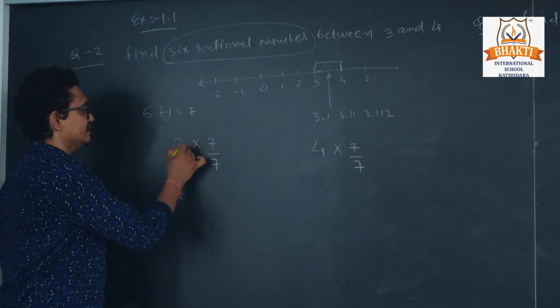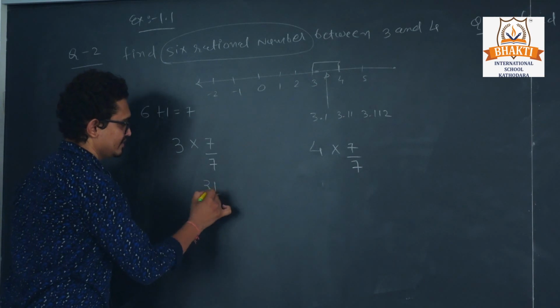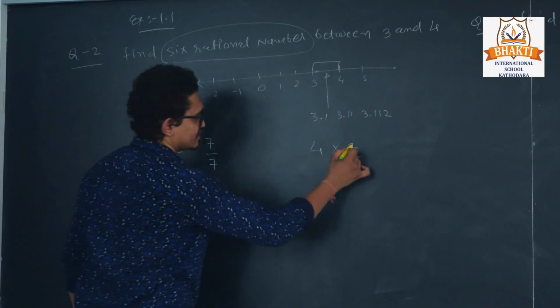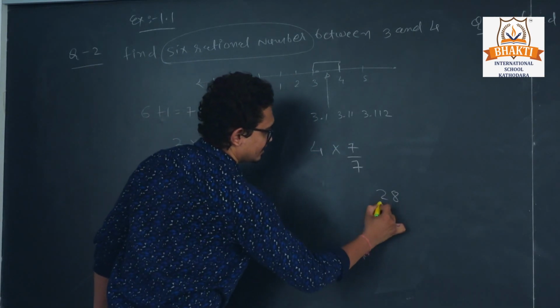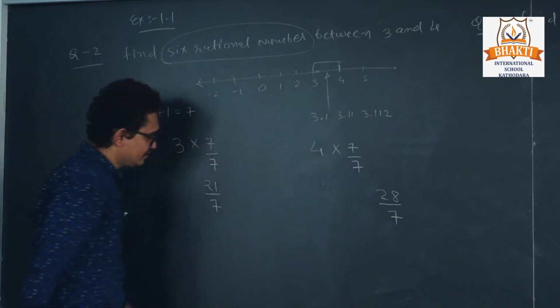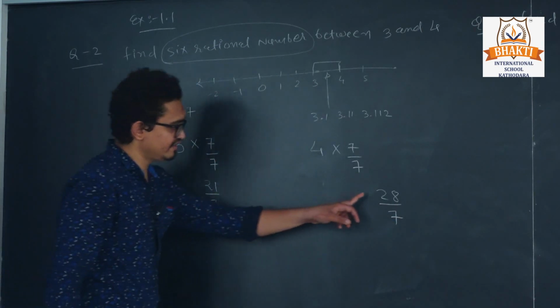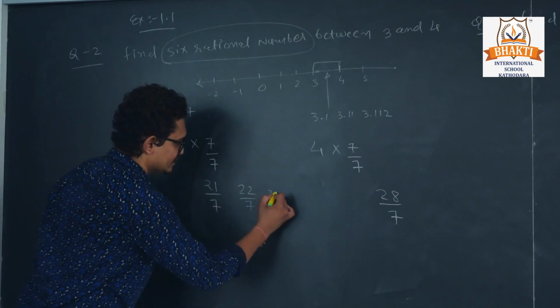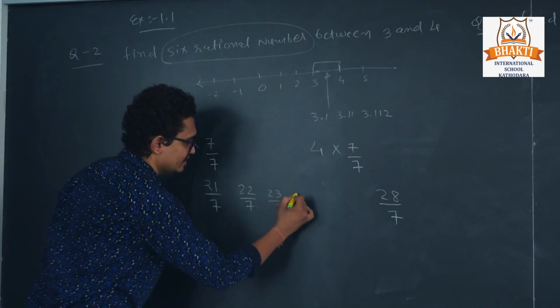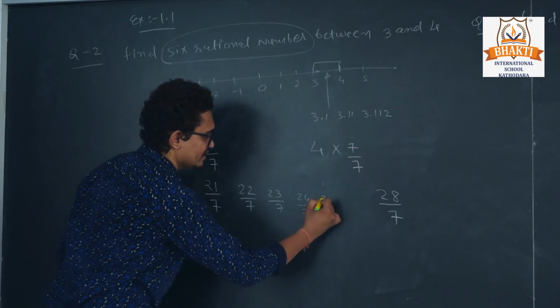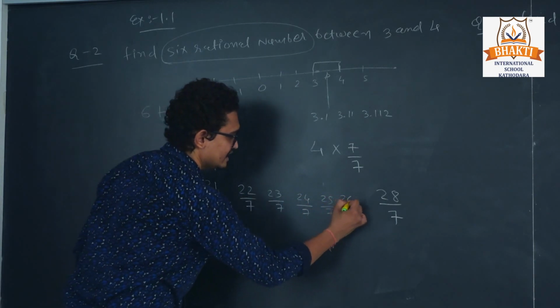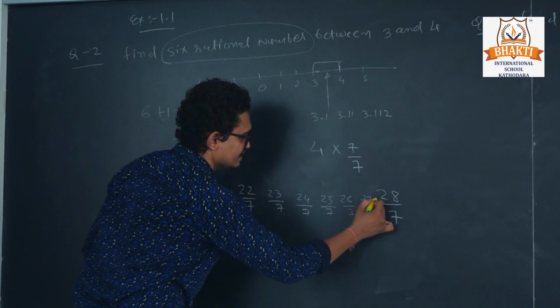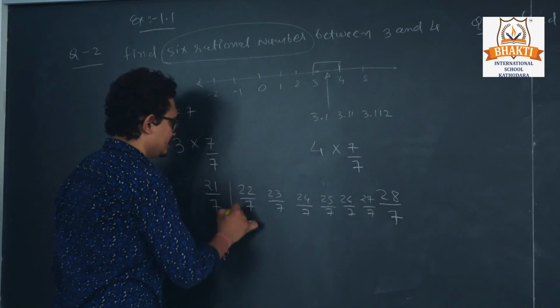So 7 3s are 21 and 7 4s are 28. Between 21 and 28 we have numbers like 22 by 7, 23 by 7, 24 by 7, 25 by 7, 26 by 7 and 27 by 7. So this is our answer.